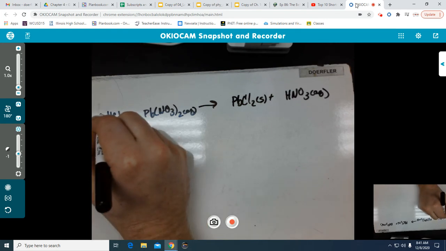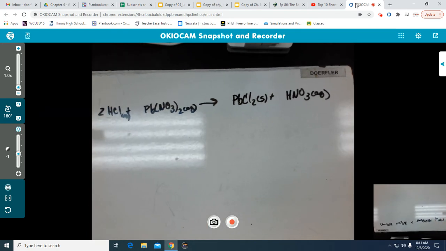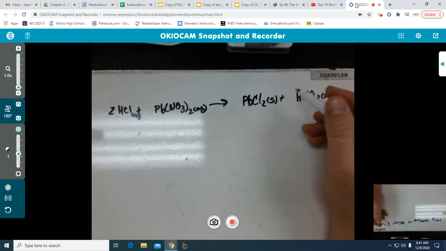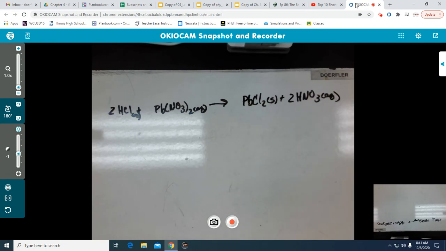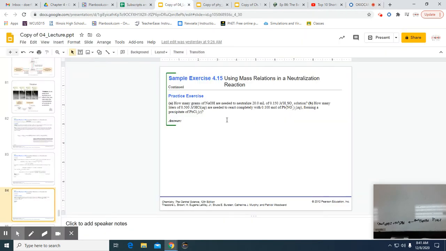So again, we need to balance: a coefficient of 2 in front of the HCl and a coefficient of 2 in front of the HNO3. So now we need to figure out what we have. Okay, now according to this problem, we have 0.1 mole of lead II nitrate. Okay, that's what we know. We're trying to figure out how many liters of hydrochloric acid we need with this particular concentration. So the hydrochloric acid, since we're solving for something dealing with that, is our substance B. Our substance A is going to be lead II nitrate.